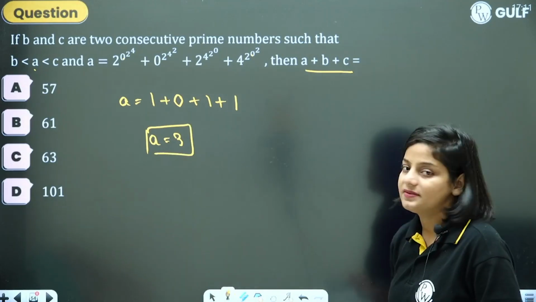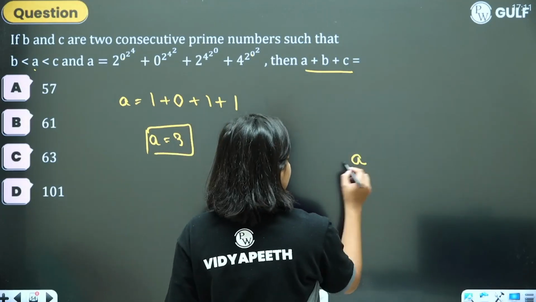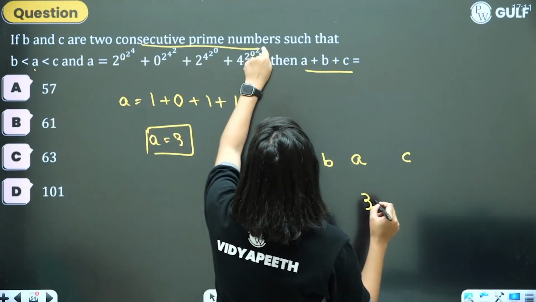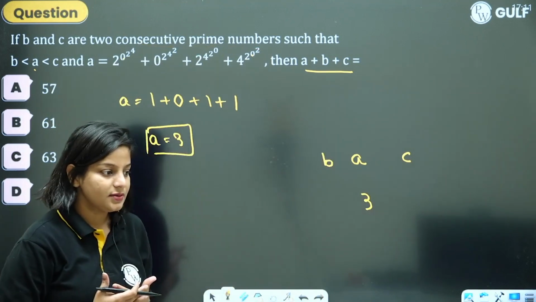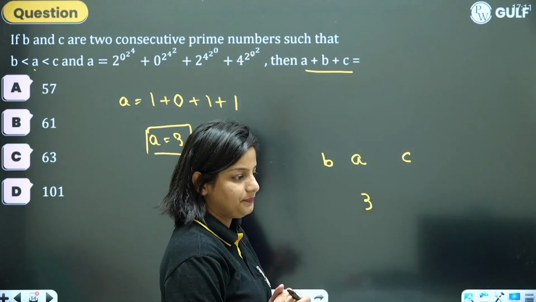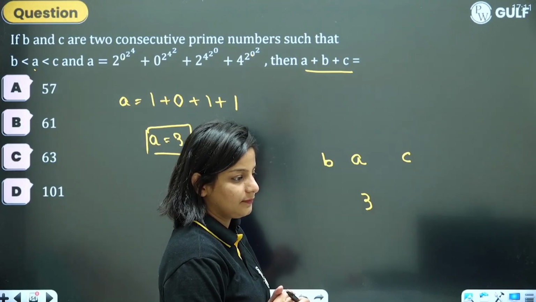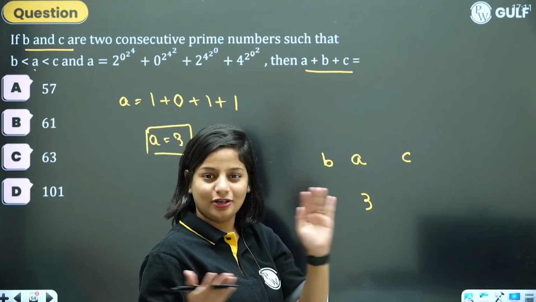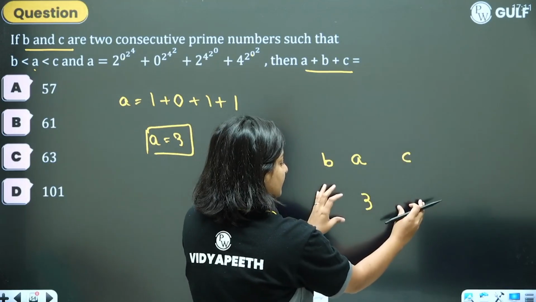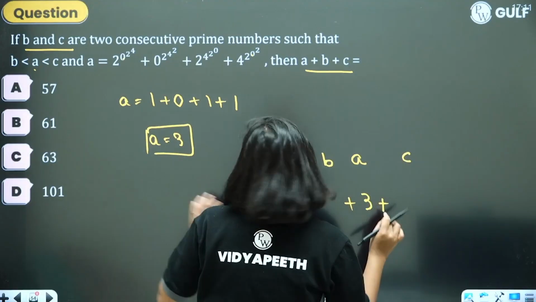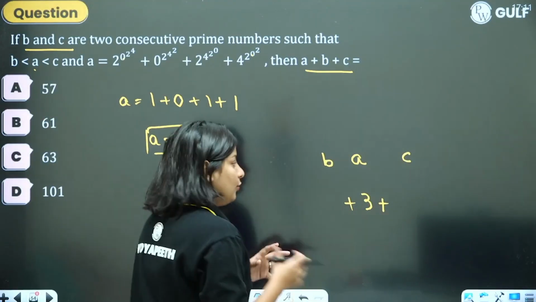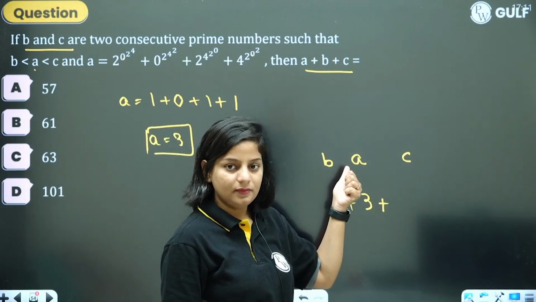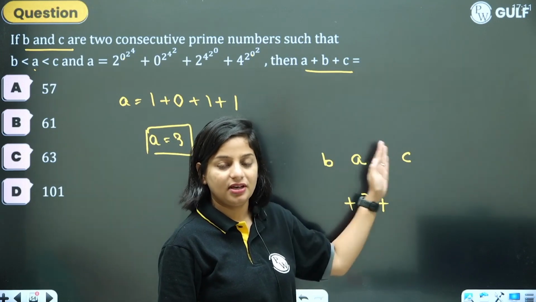They've asked A plus B plus C. Now, take 3 numbers. A is 3 and all the 3 numbers are consecutive prime numbers, that means prime numbers one after the other. No, only B and C are consecutive, not A. So you have to take 2 prime numbers one after the other so that their addition will match up with one of the options. Now you think, if I take 2 and 5. No, 2 and 5 are not consecutive. 2 and 3 are consecutive, one after the other.